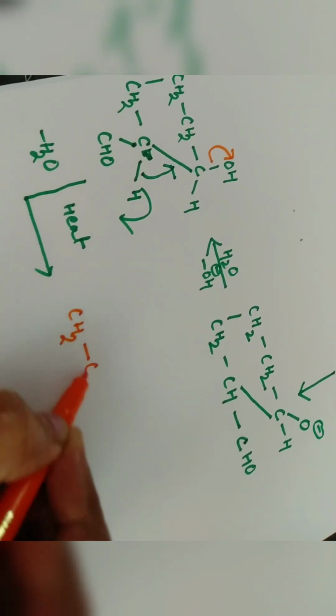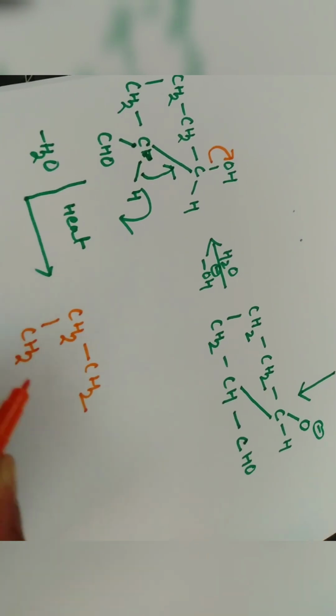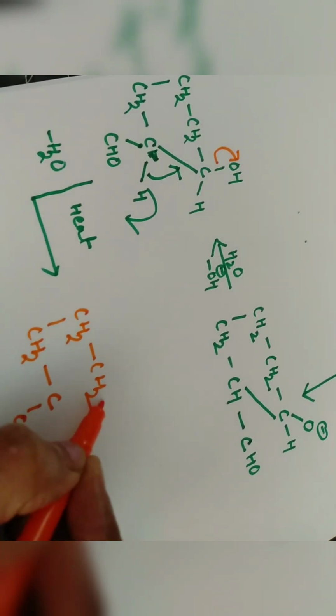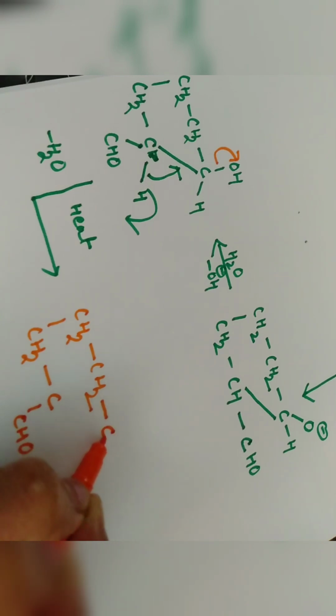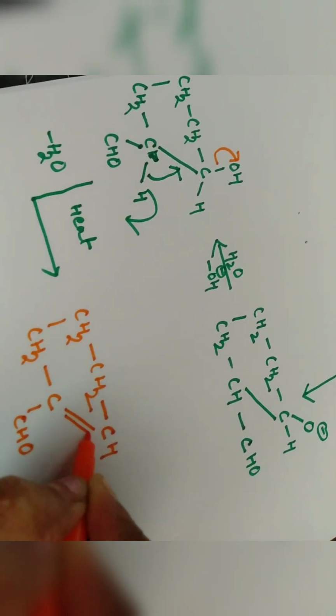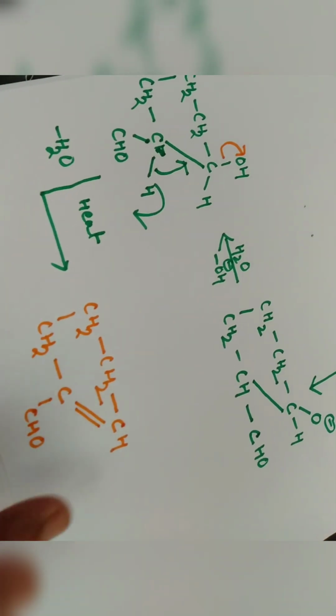CH2, single bond CH2, here it is CH2, single bond C, and there is a CHO group, CHO, right? Now here there is CH, and in between these two there is a double bond, okay. This one is your final product. Now what is the name of this compound?